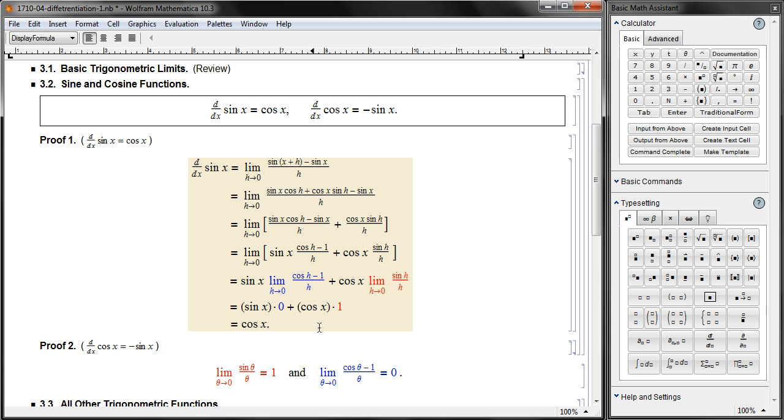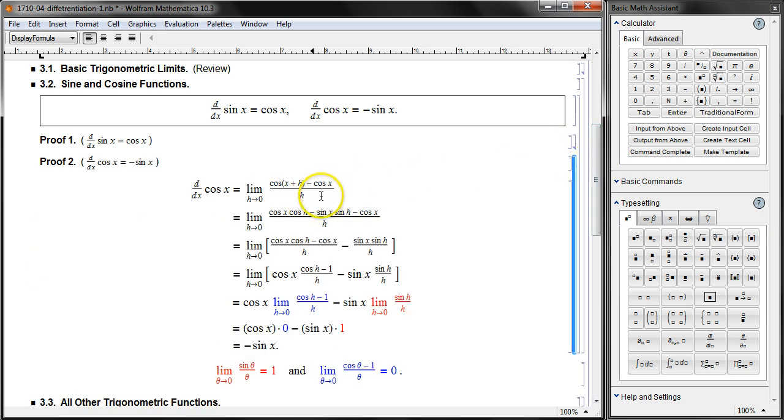That's a derivative computation. Did I say derivative computation? Excuse me. Proof of the derivative rule. The proof of the derivative rule. How about the derivative rule for the cosine function? Very similar.